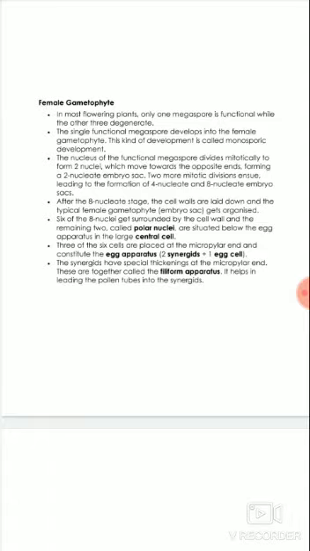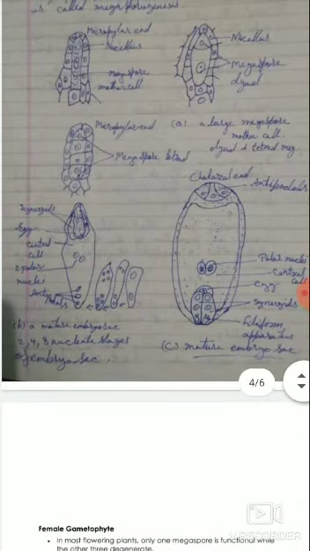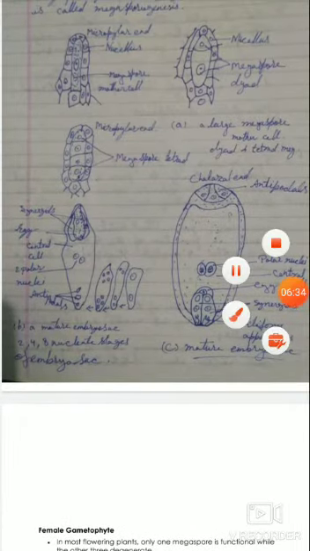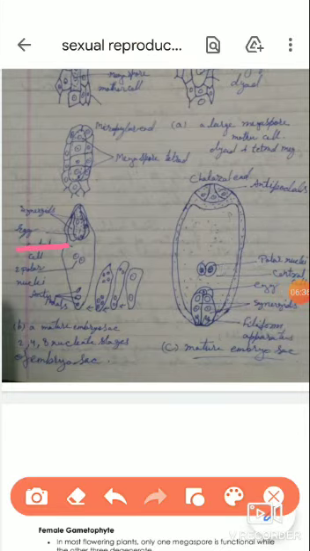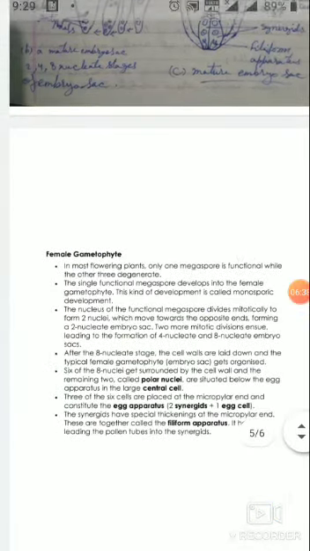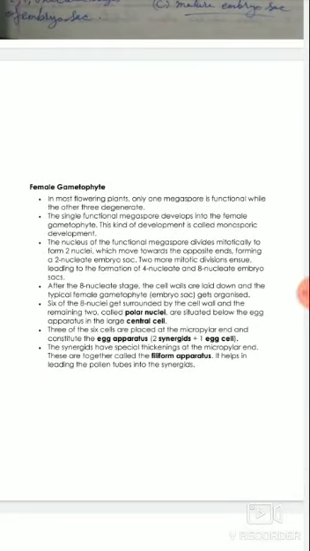Central cell. Six of the 8 nuclei are surrounded by cell walls and organized into cells. The remaining 2 nuclei, called polar nuclei, are situated below the egg apparatus in the large central cell. Three cells grouped together at the micropylar end constitute the egg apparatus.